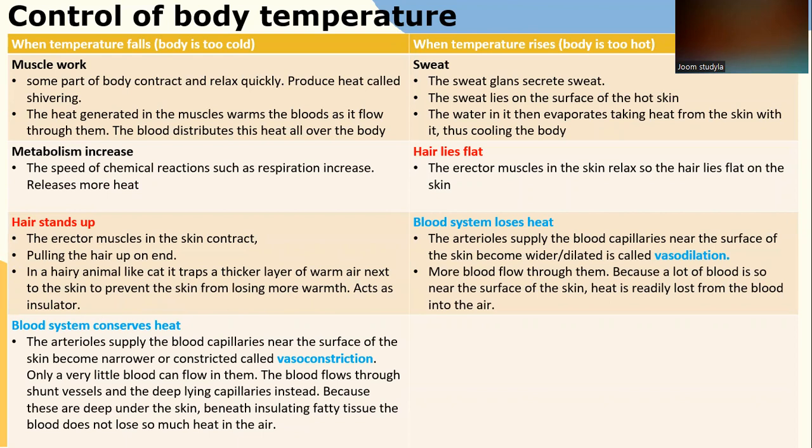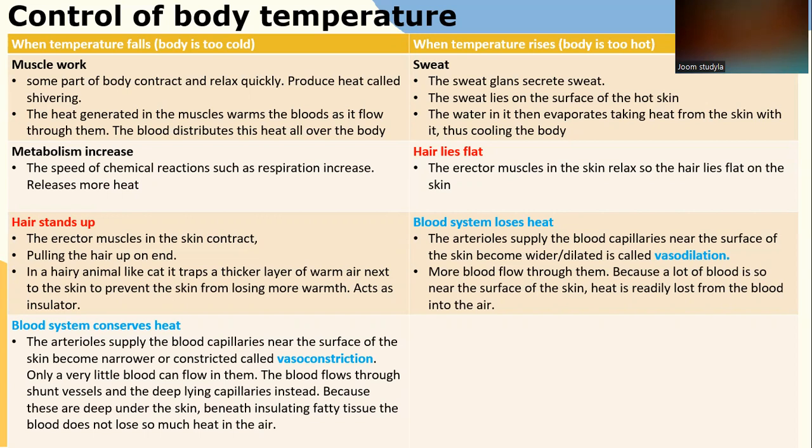And the muscles work: some parts of the body contract and relax quickly, producing heat, called shivering. So the heat generated in the muscles warms the blood as it flows through them. So the blood distributes this heat all over the body.